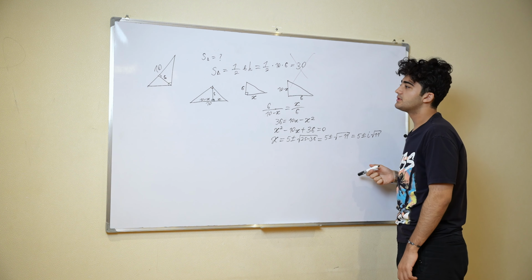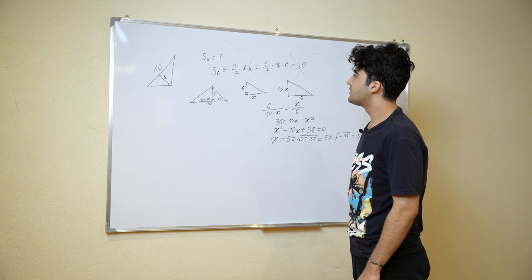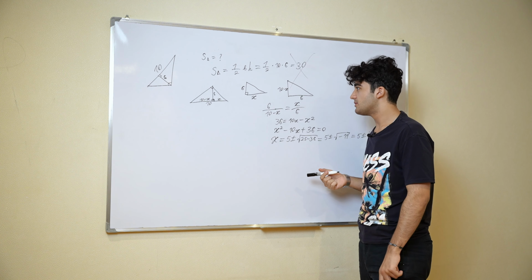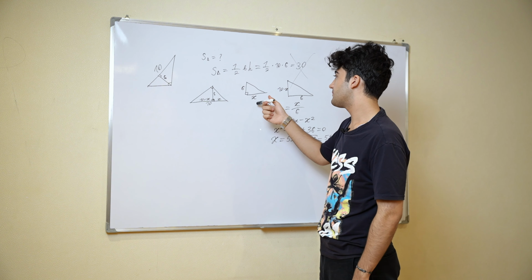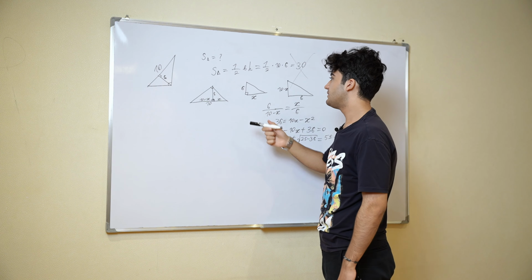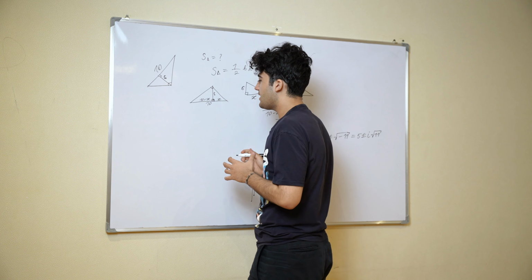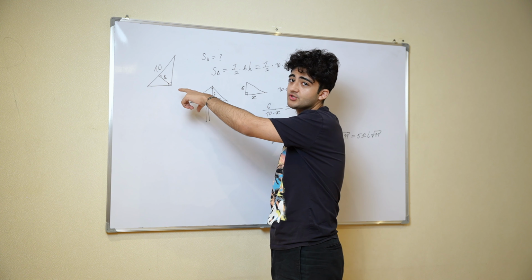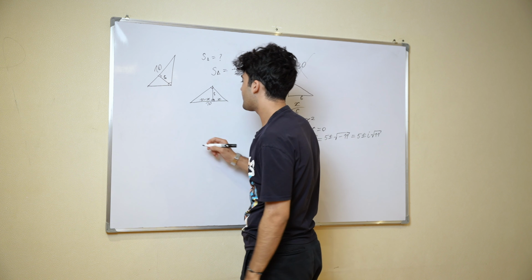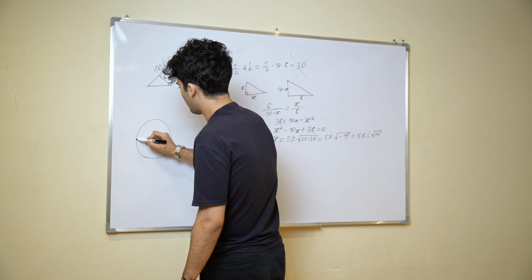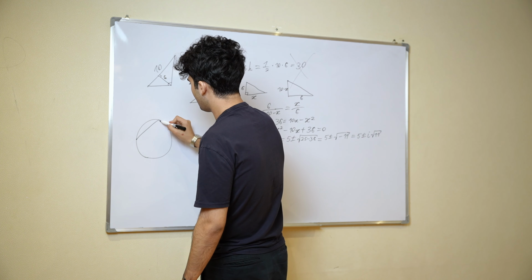And therefore it's impossible. There's also a geometric proof of why the altitude being equal to 6 doesn't work. Let's construct the same right triangle inscribed in a circle, right? So we have the circle over here, and we have this right triangle over here.